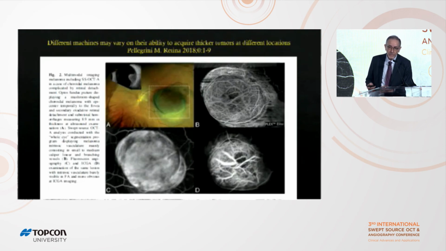This is an astonishing paper by Pellegrini which was published in the journal Retina last year. And here you can see that tumor almost 8.5 mm in thickness being nicely shown on an OCTA platform. So I think the future of OCTA technology should be in the way of getting better images, clean images without segmentation errors, and in maybe thicker lesions compared to what we can get at this point.